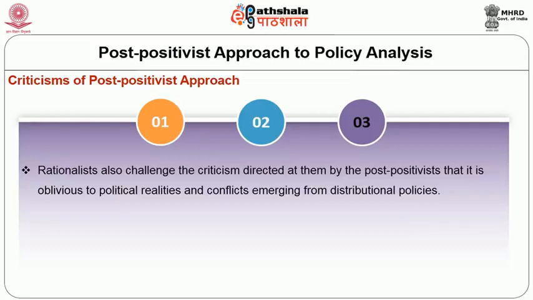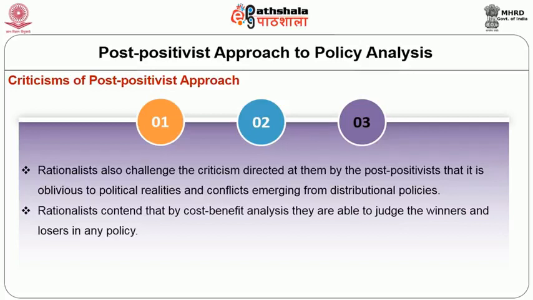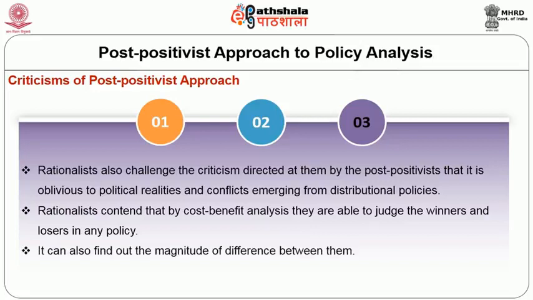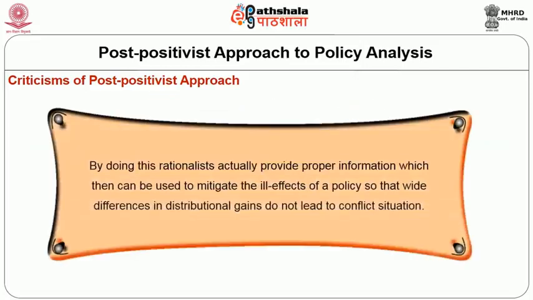Thirdly, rationalists also challenge the criticism directed at them by the post-positivists that it is oblivious to political realities and conflicts emerging from distributional policies. Rationalists contend that by cost-benefit analysis, they are able to judge the winners and losers in any policy. It can also find out the magnitude of difference between them. By doing this, rationalists actually provide proper information which then can be used to mitigate the ill effects of a policy so that wide differences in distributional gains do not lead to conflict situations.